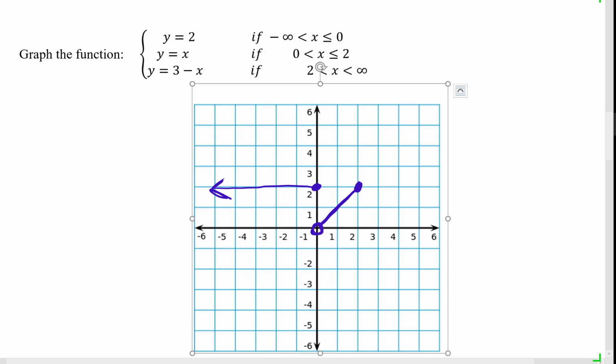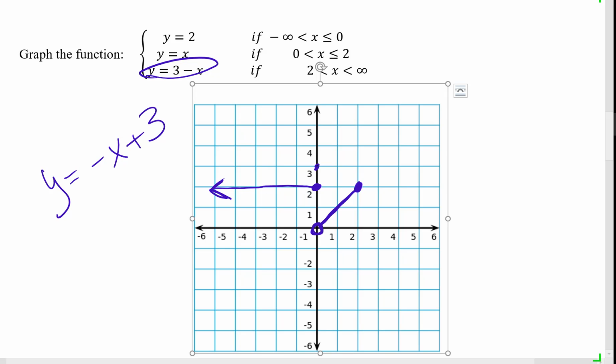And then the last part, y equals 3 minus x, that's happening as we go from positive 2, not including 2, on the x-axis, all the way to infinity. So that is a line, this part right here is a line, y equals negative x plus 3. So that's the line that has y-intercept 3, so it'd be the line that would go through here, and then it has a slope of negative 1.